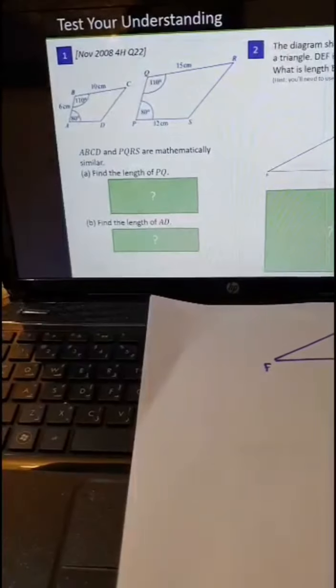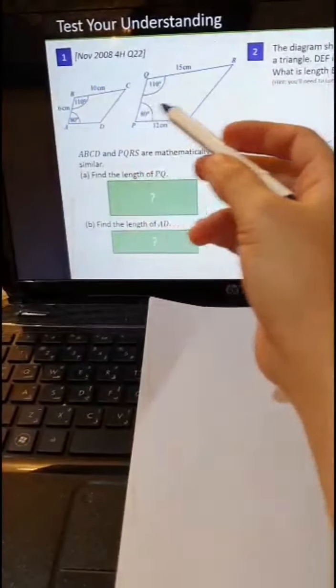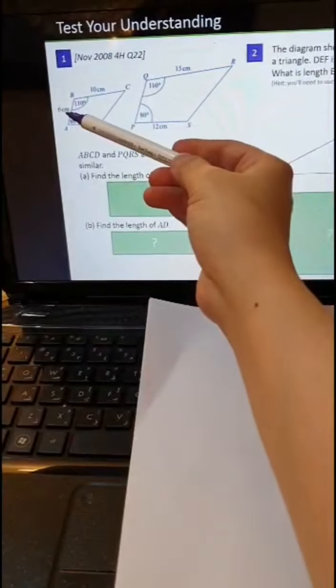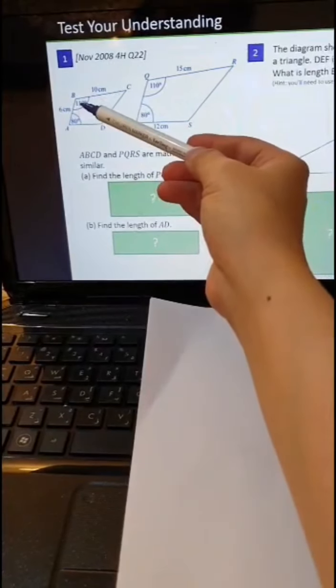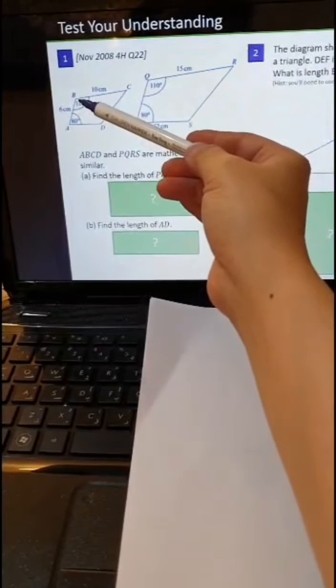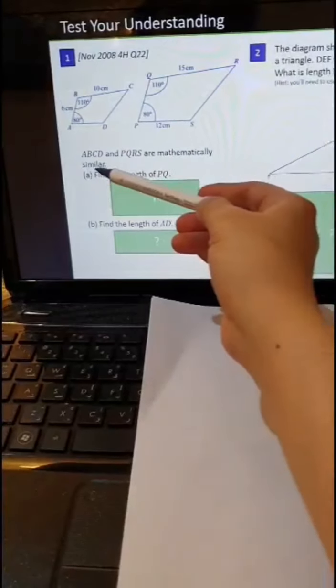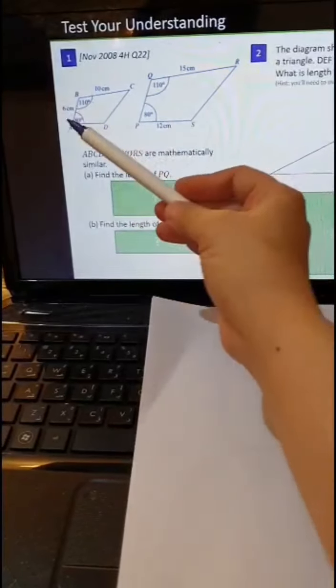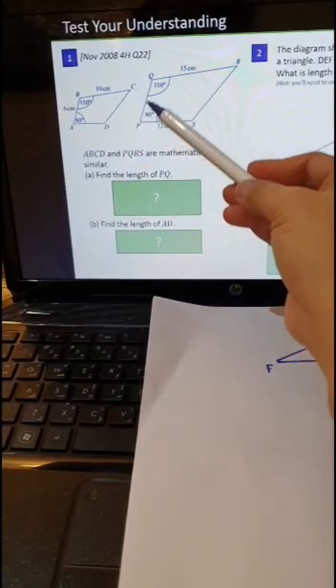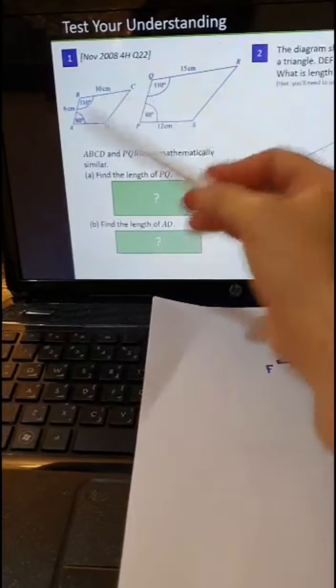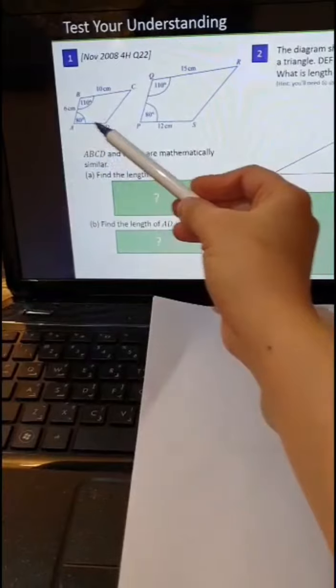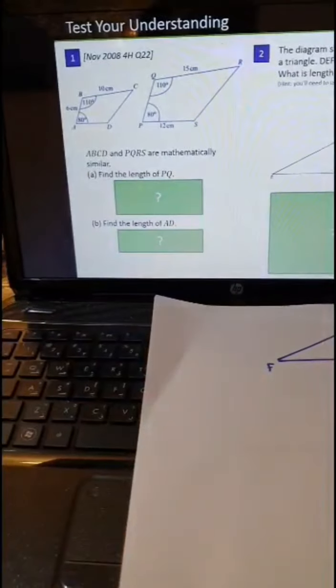This is another question. I'm going to keep it for you. We have here quadrilaterals. We have the side equal to 6 centimeters and this is 10 centimeters. If you can see, we have 110, 110, 80 and 80, and they give me that the two shapes are similar. They want you to find PQ, this side, and AD, this side. So I'm going to keep this question for you to do.